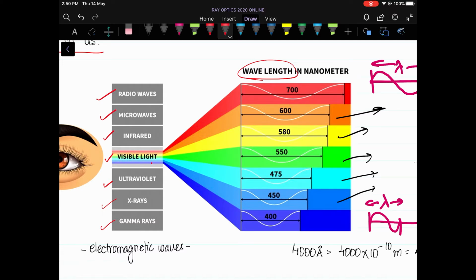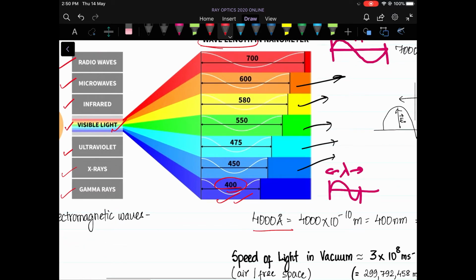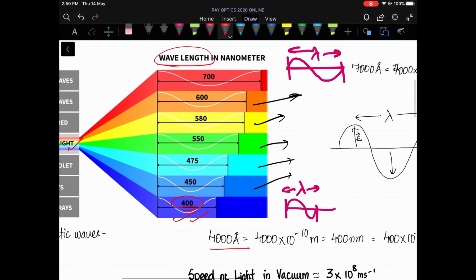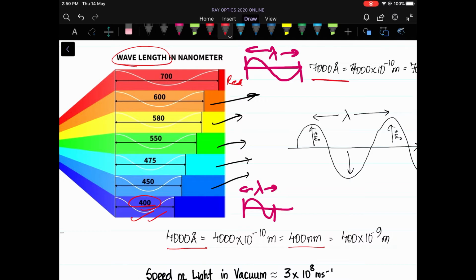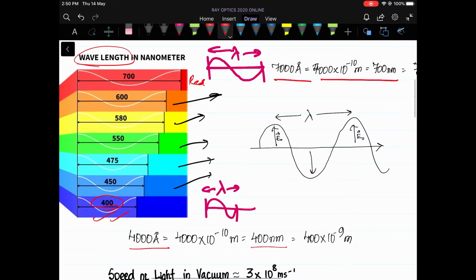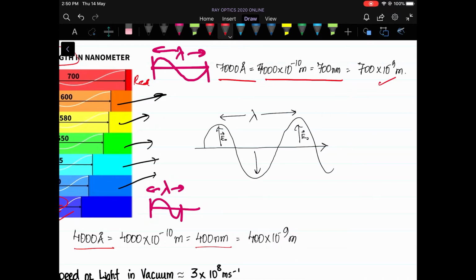Even our visible light has wavelengths. Blue light or violet light has a wavelength near about 4000 angstroms, or we call it 400 nanometers. The highest wavelength in your visible light is for your red color. The red color is found to have a wavelength of around 7000 angstroms or 700 nanometers.